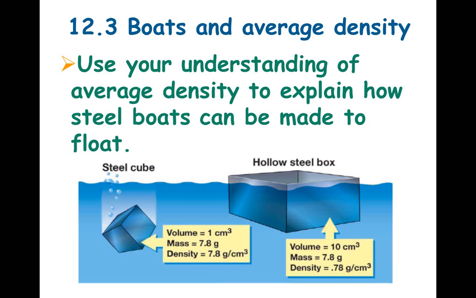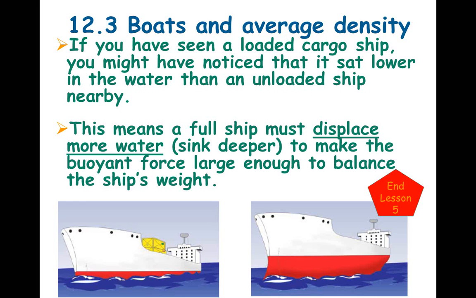We can use our understanding of average density to explain how steel boats can be made to float. It's all about how many open spaces they have. If the overall average density is less than 1, it will still float. So this is the end of Lesson 5.